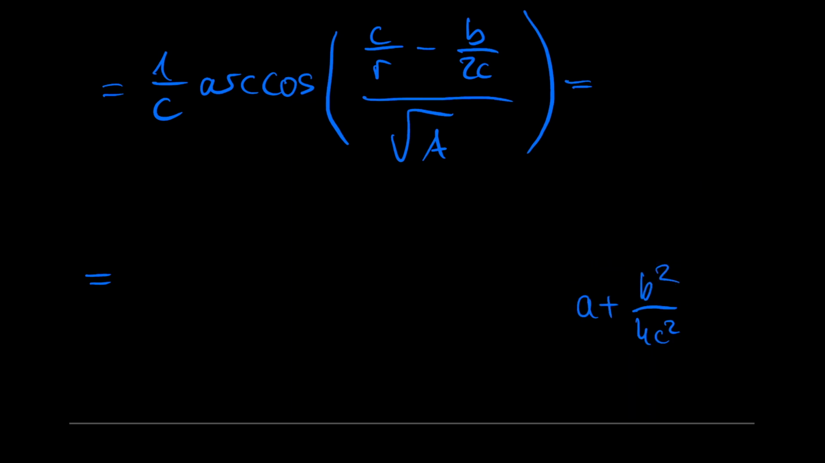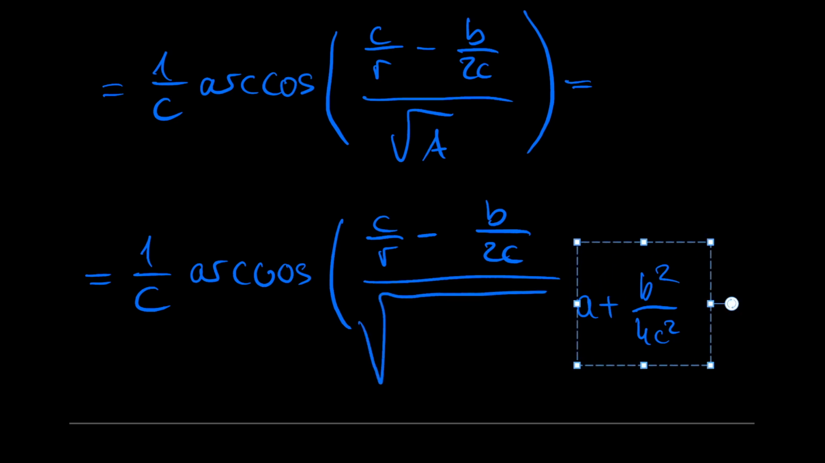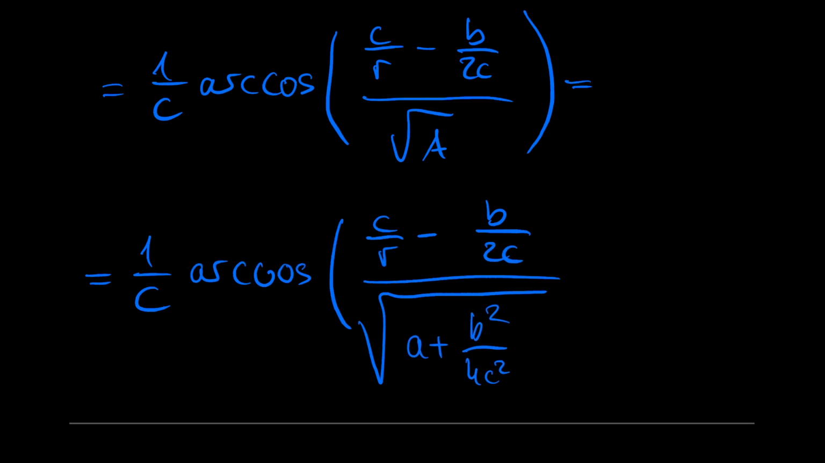Alright, so 1 over c is our final result now, so take care. 1 over c times arc cos of c over r minus b over 2c, and the whole thing divided by the square root of what we had here. So now we close the brackets, make it look a bit more beautiful, and bam! This is our final result, the solution to the integral.